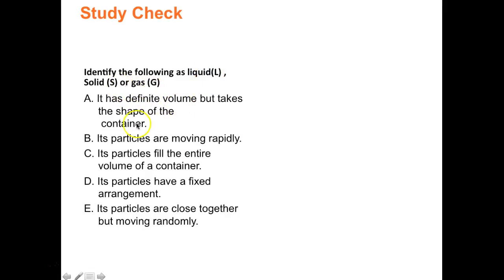All right, identify the following as a liquid, a solid, or a gas. Definite volume, takes the shape of the container, so that would be L, liquid. Particles are moving rapidly, that would be G, gas. Its particles fill the entire volume of a container, that would be G, gas. Its particles have a fixed arrangement, that would be S, solid. Its particles are close together but moving randomly, so that would be a liquid.